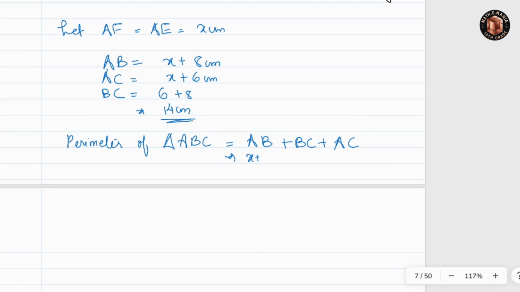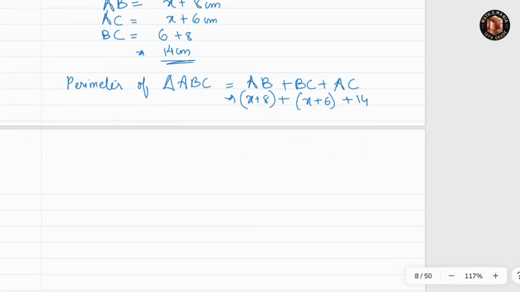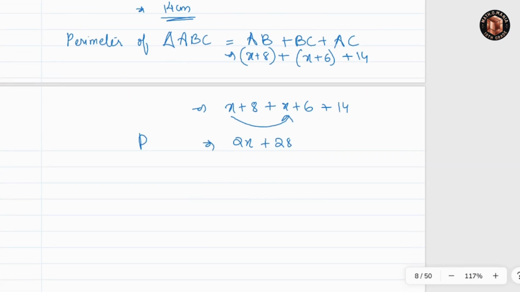AB is given as x plus 8, then BC is given as x plus 6, AC is given as 14. So, what I will get here is the perimeter, which is equal to x plus 8 plus x plus 6 plus 14. x plus x is 2x. 2x plus 8 plus 6 plus 14 is equal to 28. So, I got perimeter P equal to 2x plus 28.